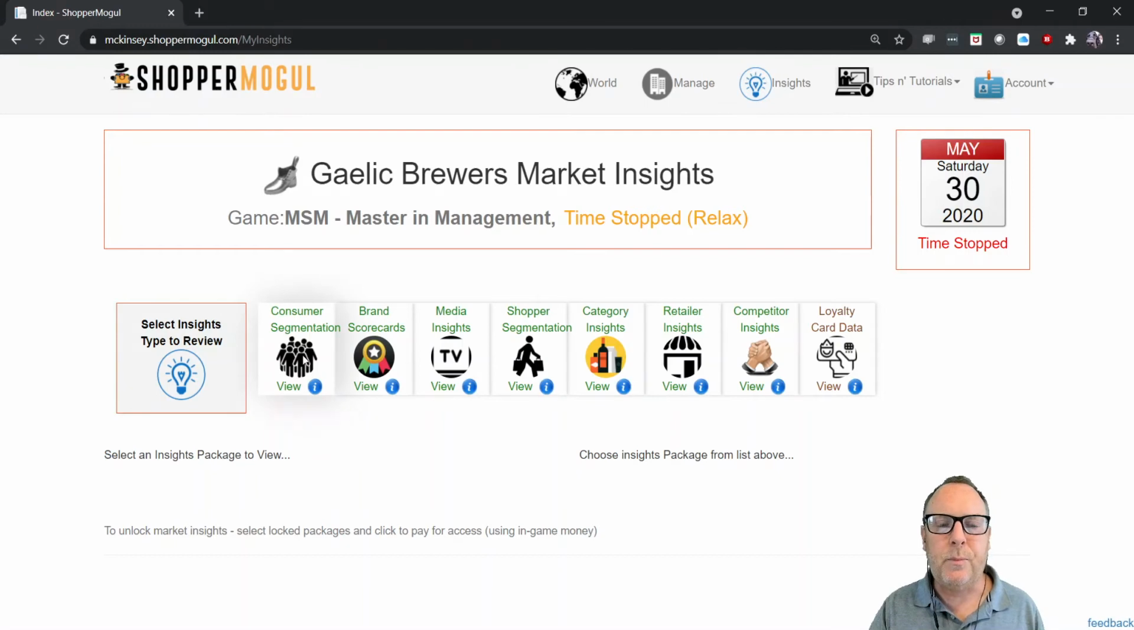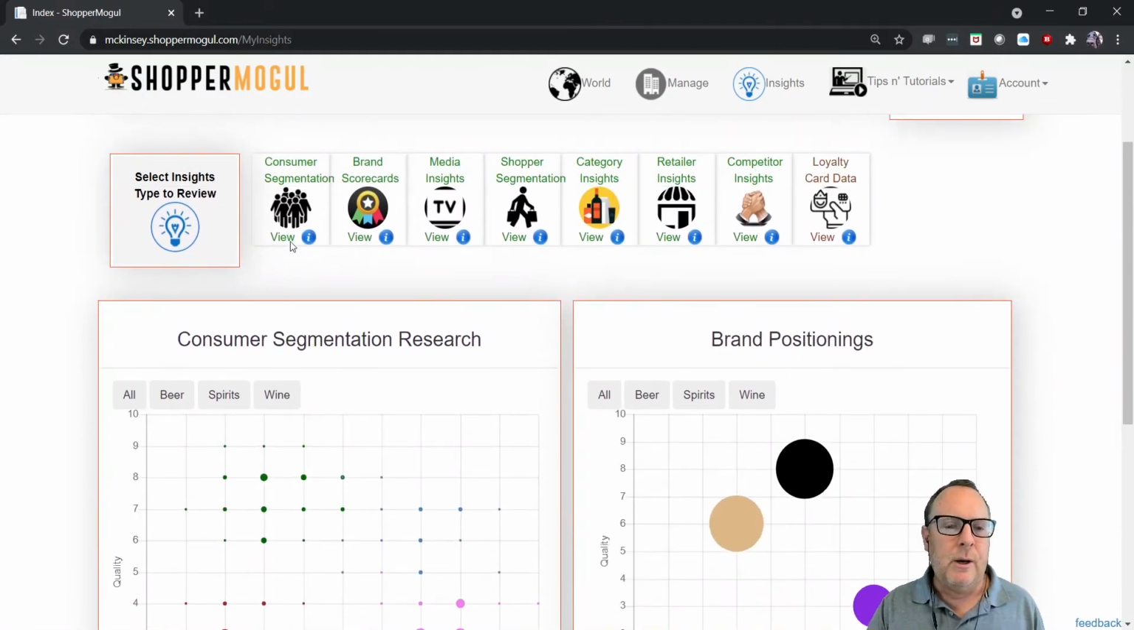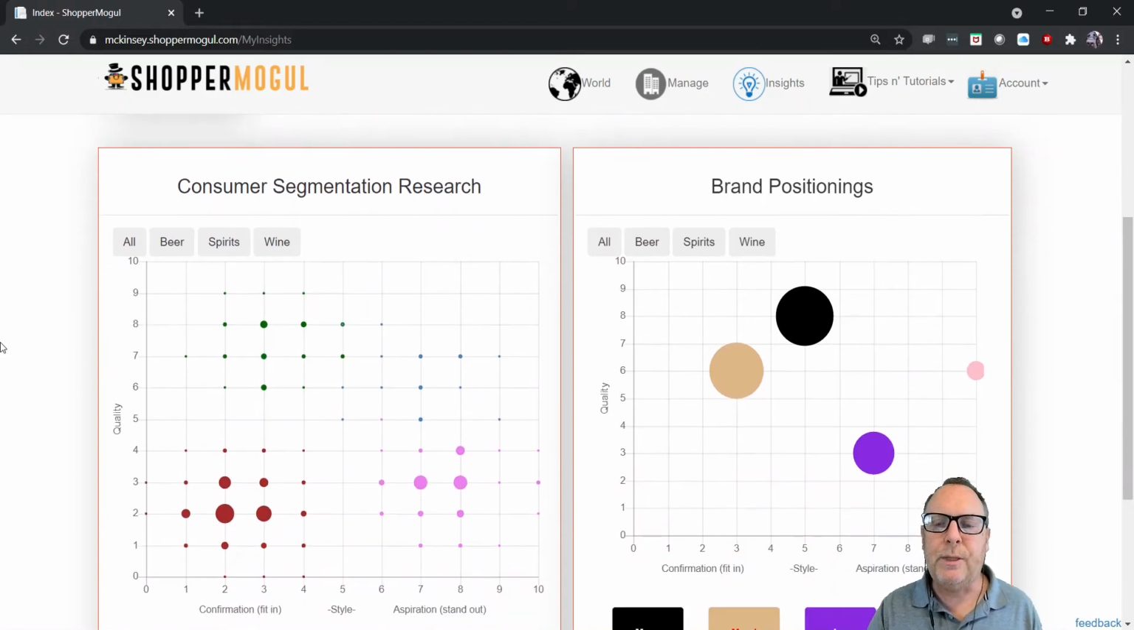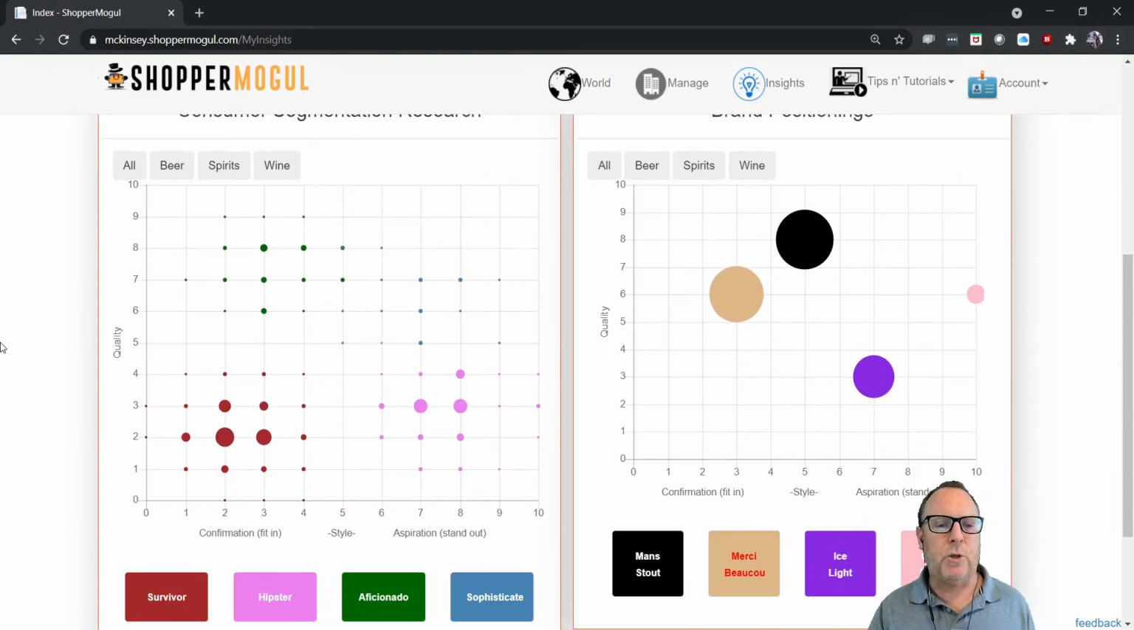So, as I said, the different areas you've got insights for. You've got insights about the consumers in the market, the brands in the market, the media channels, the way that people are shopping, the performance of different categories, the performance of different retailers, and how you're performing versus your competitors. Now, just to look at a few of these, I'm not going to go through all of them, but some of them are important to go through just to understand some of the core mechanics of the game.